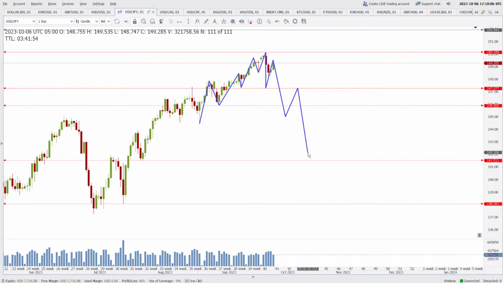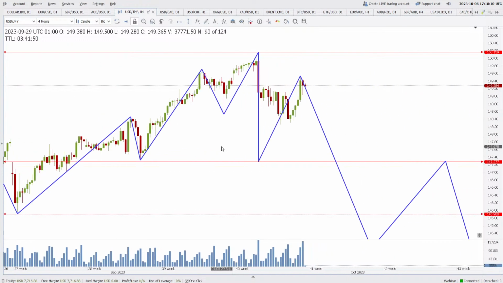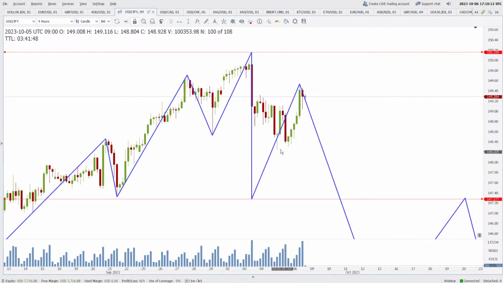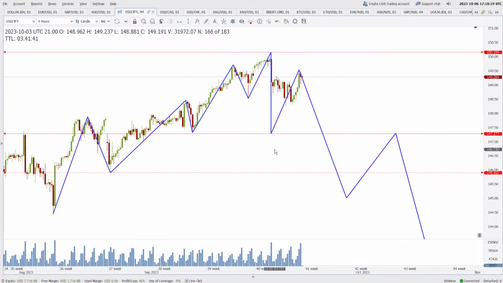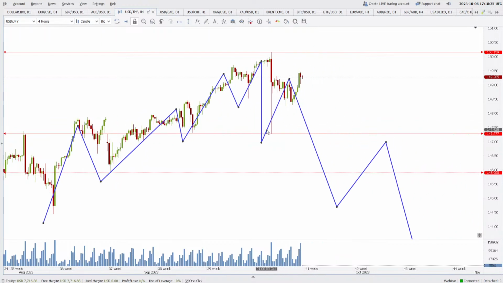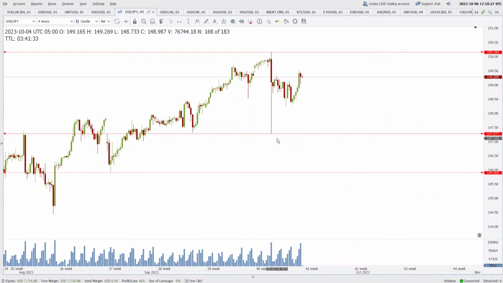So look for something like this. I think on this daily it is not obvious, but on the 4 hour it is obvious that the price has broken this 147.27. I think that is the level which we should be looking for getting cleared before we make selling.